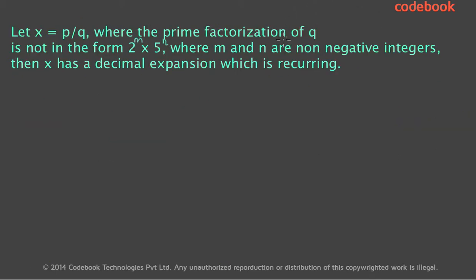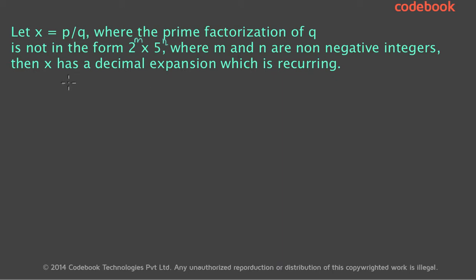Now let's look at another theorem. This time the theorem states that if x equal to p by q, where the prime factorization of q is not in the form of 2 power m times 5 power n, where m and n are non-negative integers, then x has a decimal expansion that is recurring and non-terminating. So let's try to see an example.